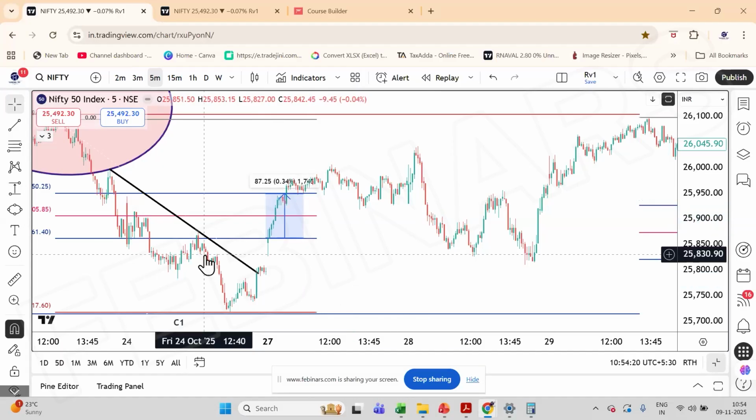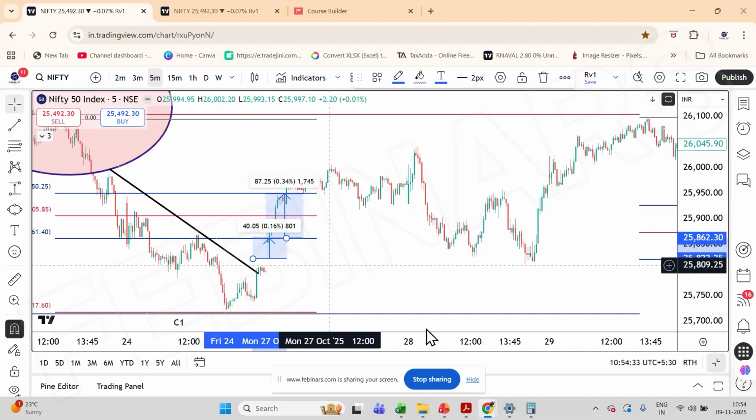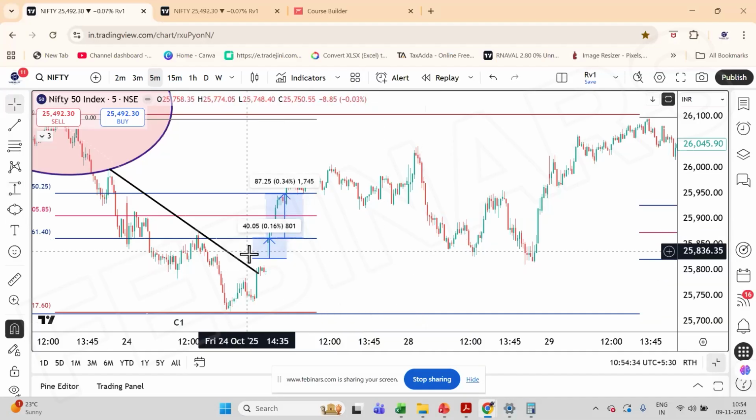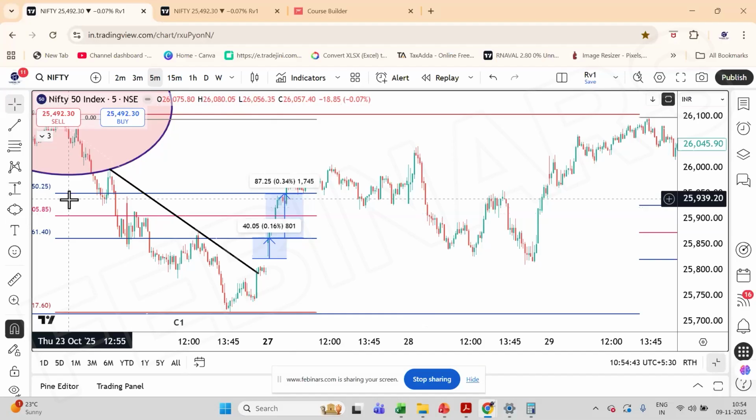So basically 87 points is my first target zone. 40 points is my stop loss. Below the previous candle, or below the gap zone, I would keep the stop loss. Do you guys agree the risk reward ratio is more than 1:2?